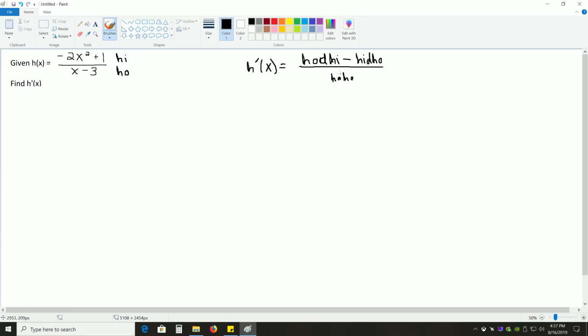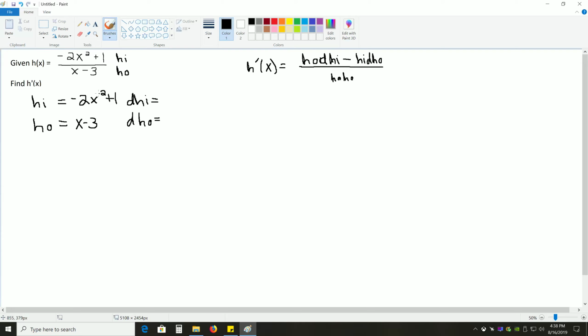So using this, we're going to start by listing off hi, ho, d hi, d ho. And when we find them, we can just plug them into our formula and simplify. So we have hi is negative 2x squared plus 1. Ho is x minus 3.